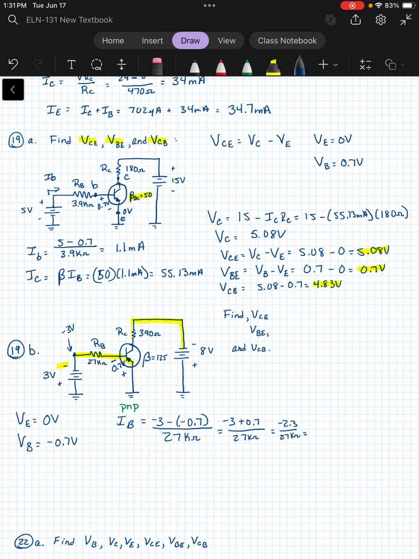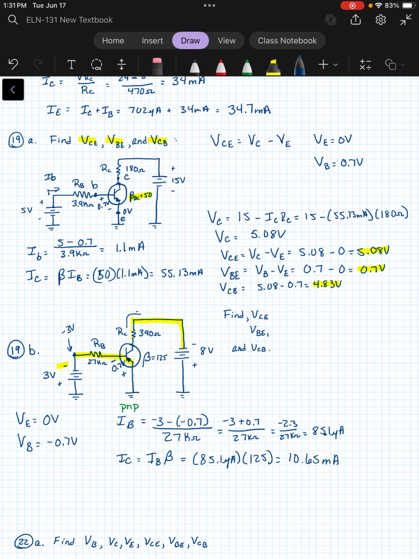That's about 85.1 microamps. And since we know the beta, we can multiply IB times the beta. So that 85.1 microamps times the 125 will give us that. So that means we have about 10.65 milliamps for the collector current, and that's going to be going through this direction up here.